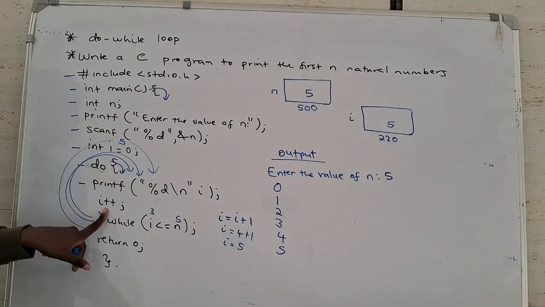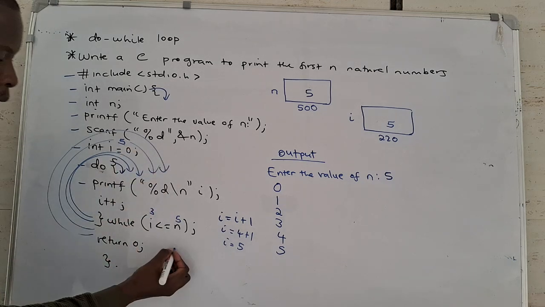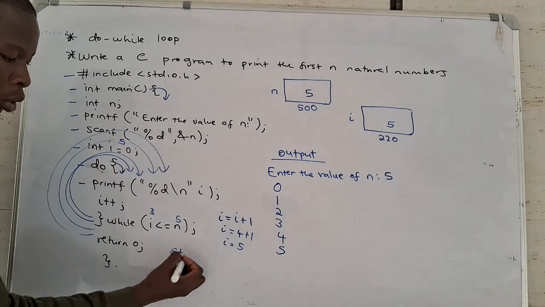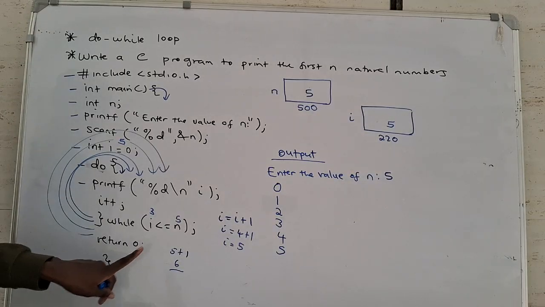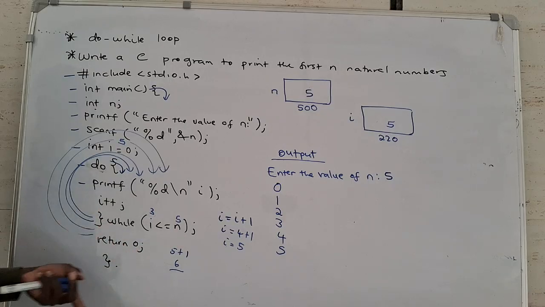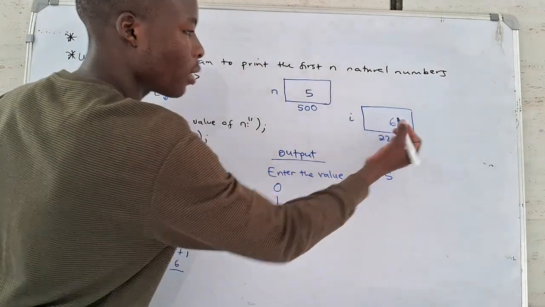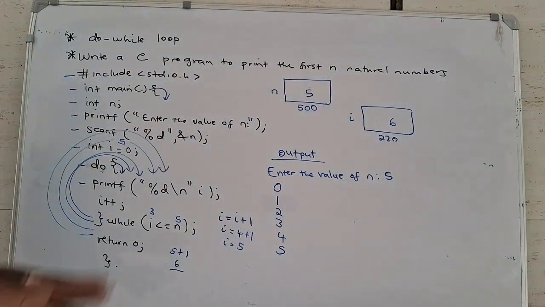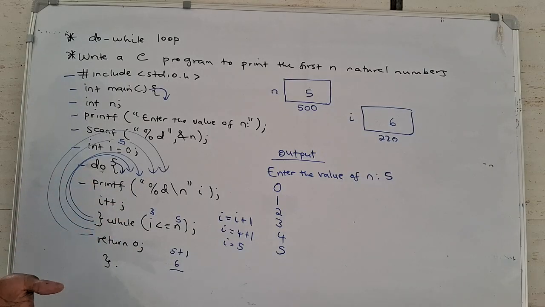After this, 5 is going to be incremented from 5 to 6. Now the value of I is 6. Now it is going to check: 6 is less than or equal to 5. This is false. So 6 is not going to be printed. The last value of I is 6.